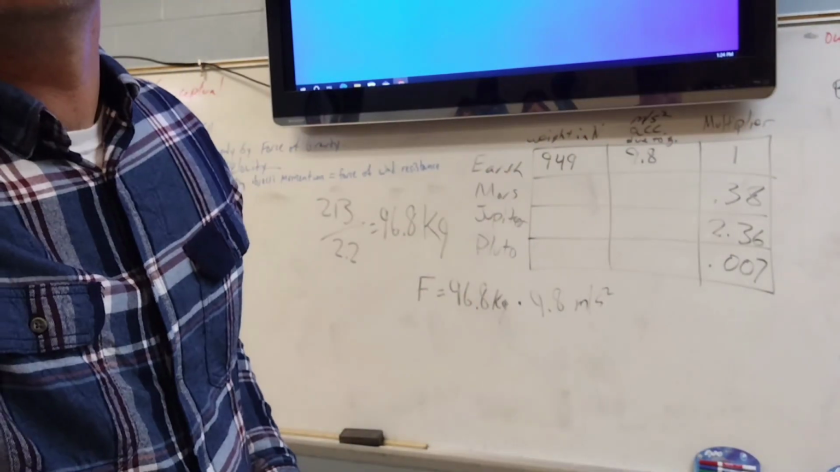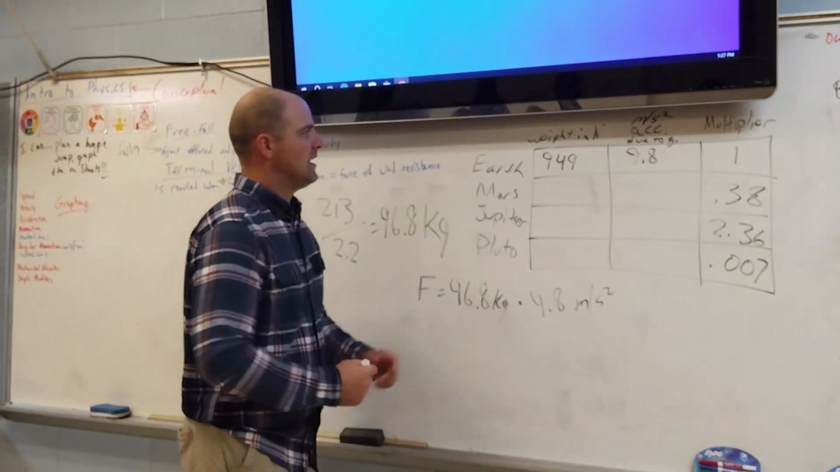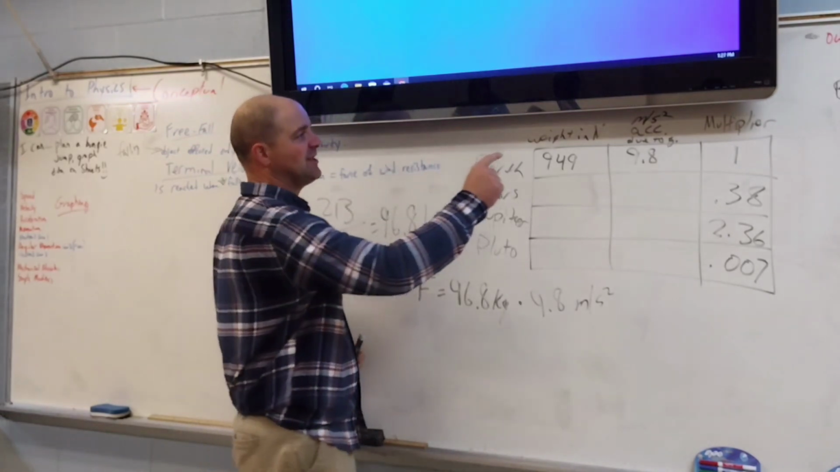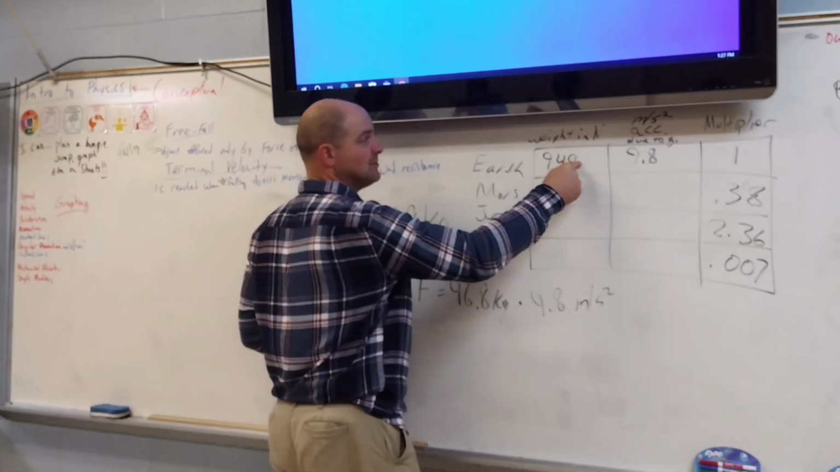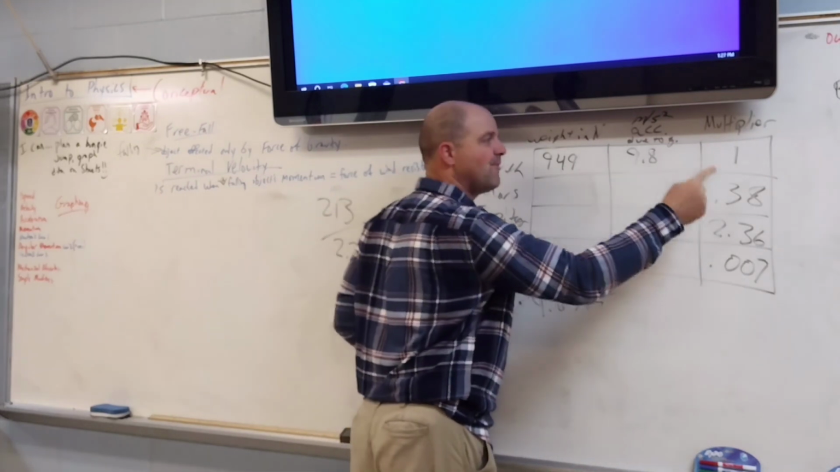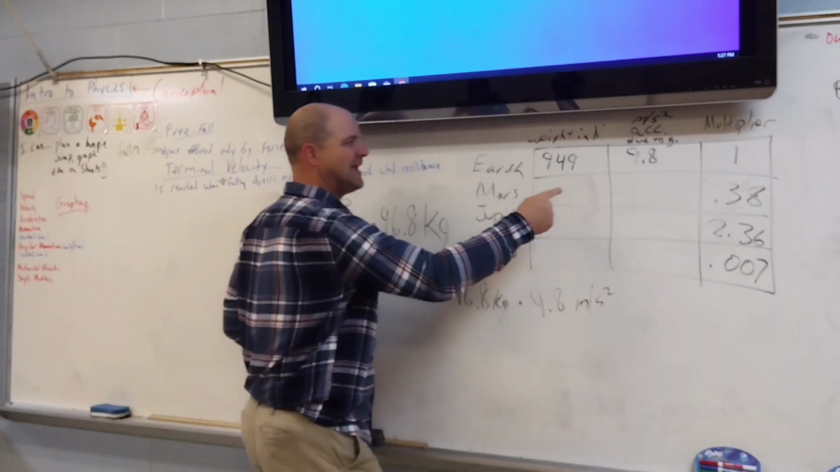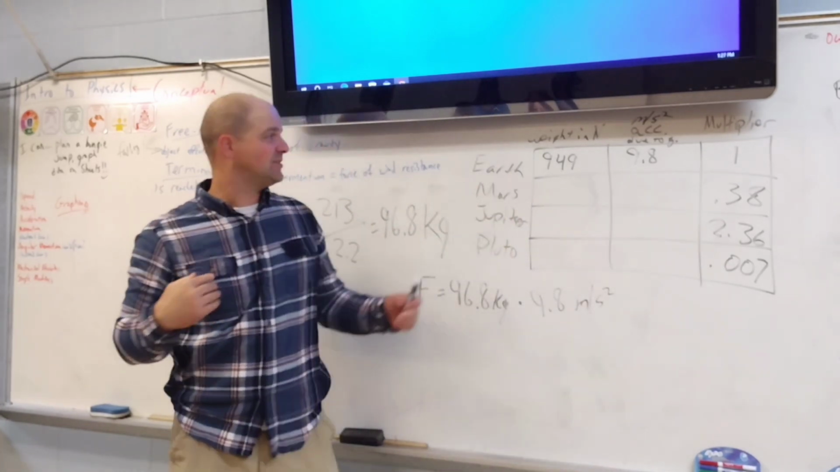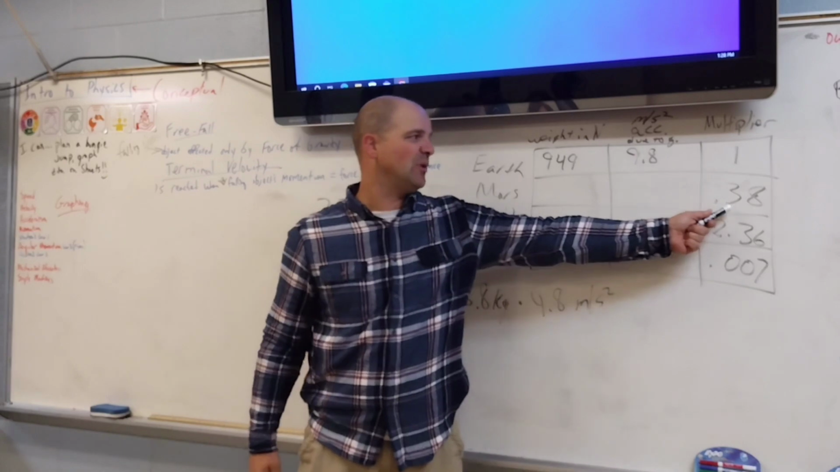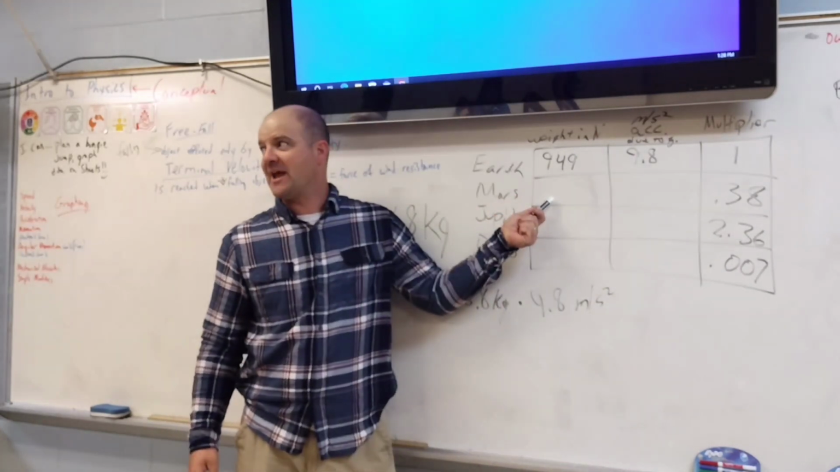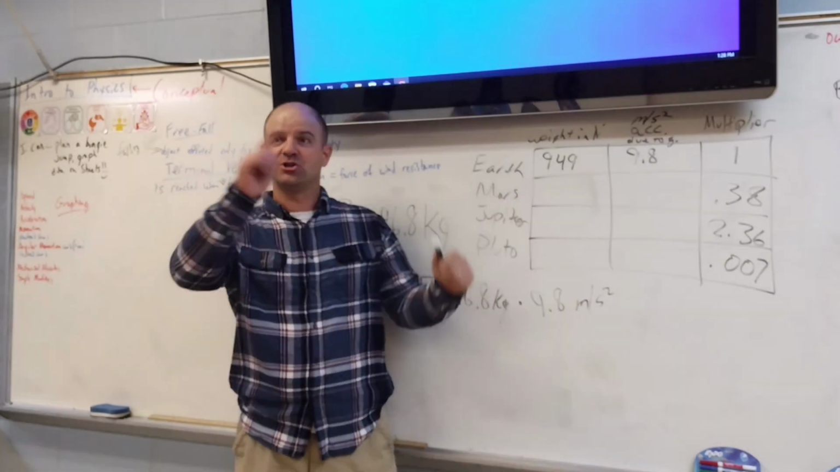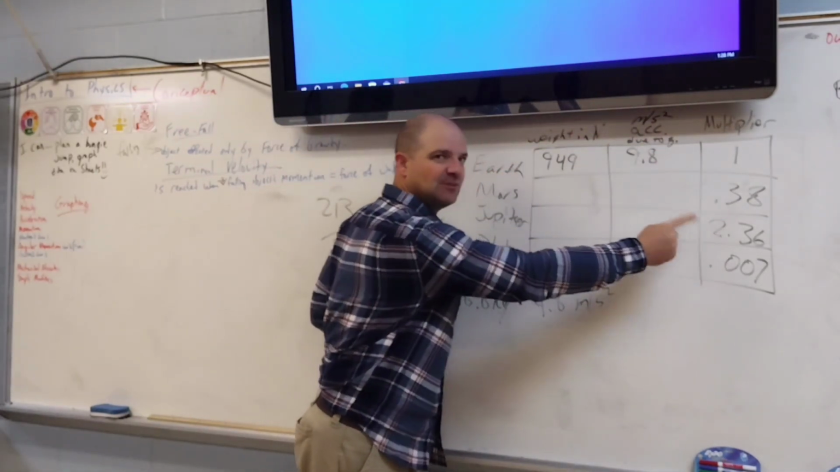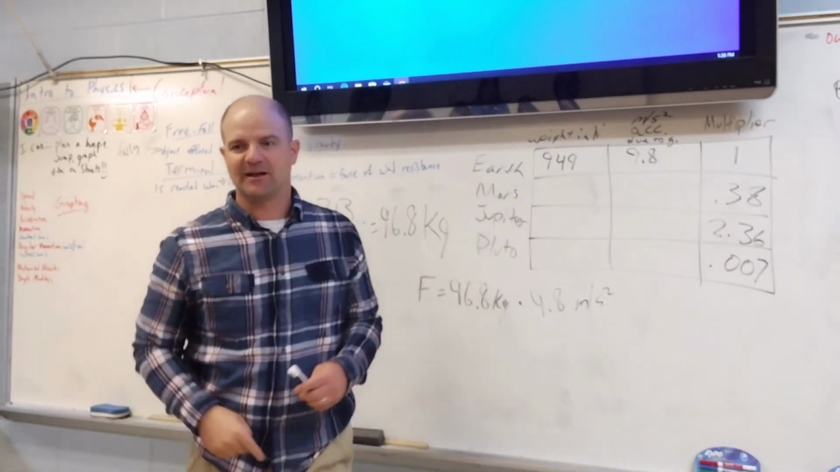Okay, so the next thing we got to do is we have our weight in newtons on Earth. We're going to take your weight in newtons on Earth times the multiplier for each planet to get your weight in newtons on that planet. So I will take 949 times 0.38 to get my weight in newtons on Mars. You're going to do that for each planet. Multiply your weight on Earth in newtons times the planet's multiplier to get you the weight on that planet. Go ahead.